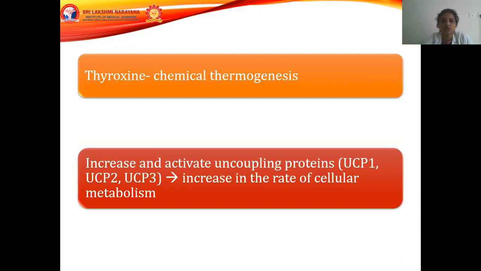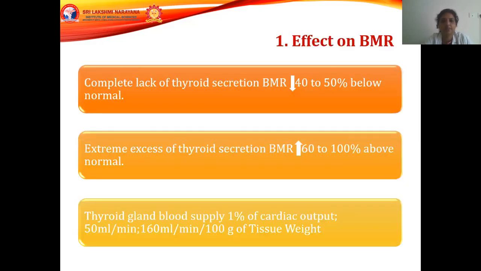Next, thyroxine also acts as a chemical thermogenetic factor. Okay, so this hormone increases the metabolism and activates the uncoupling proteins UCP1, 2, and 3, and it increases the rate of cellular metabolism.